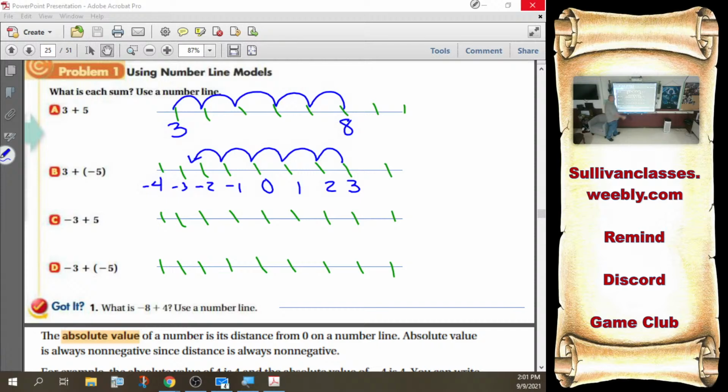So if I say a negative 3 plus 5, I'm still doing the same thing. 1, 2, 3, 4, 5. But now where does it end up? Positive 2. I want you to pay attention to the difference between those.